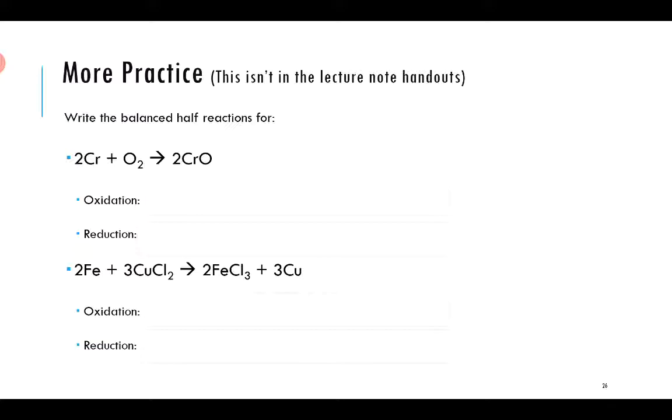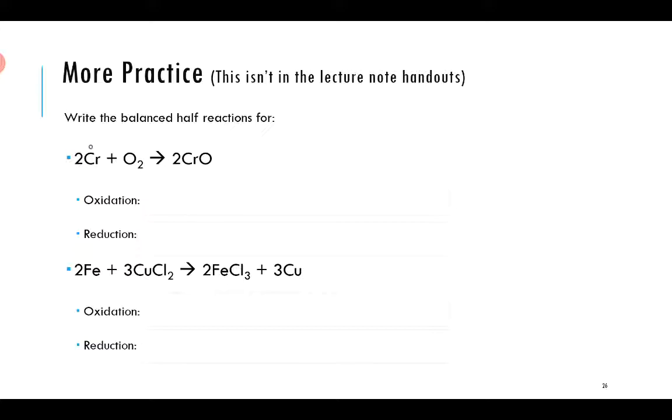All right, so this practice problem is going to have us write the balanced half reactions for each of these reactions. You can go ahead and pause the video and try to work these out on your own before playing the video. Okay, let's go over this.